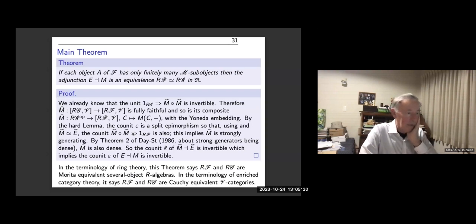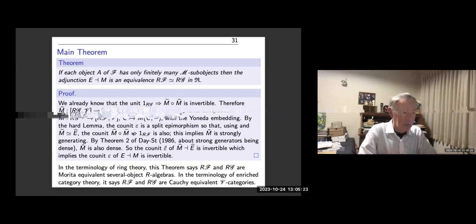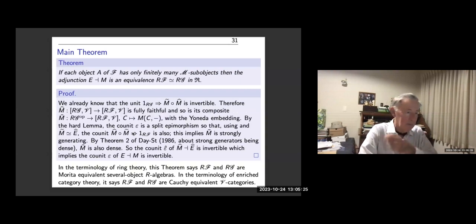So in good categories like Grothendieck abelian categories or toposes, in a Grothendieck topos, any generating set will be dense, in fact. You can use any generating set of objects of a Grothendieck topos to be a site of definition. So anyway, there's an argument there required. And so this means that the RF and RG are actually Morita equivalent, or Cauchy equivalent in terms of V category theory.